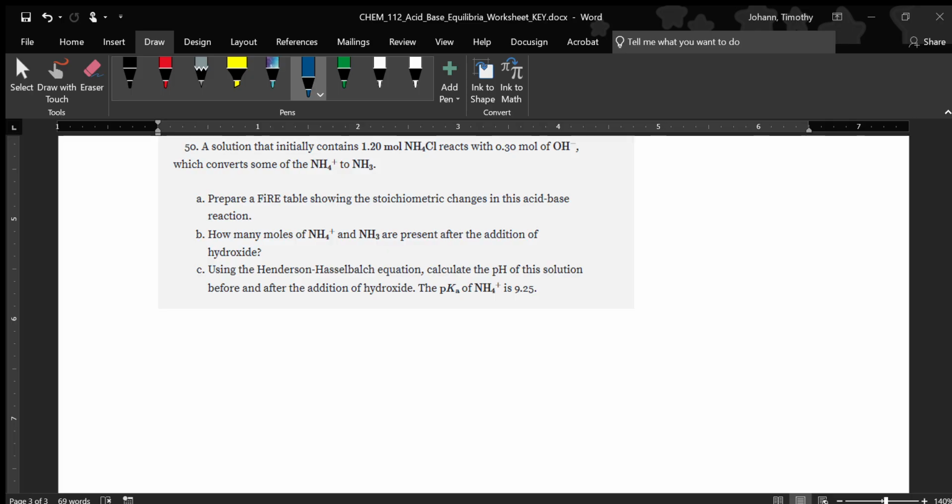All right, so prepare an ICE table. So now we need to figure out how things change. First, I need to write out the reaction here. I've got a solution that contains NH4Cl, and that's going to react with hydroxide, OH minus, a strong base. It's going to take a proton away from NH4+ and make NH3, and that's going to make water.